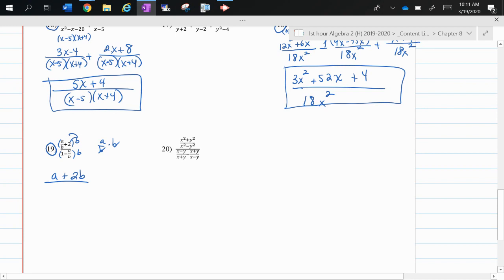Now let's go to the denominator. We're going to distribute our b here. 1 times b is b, minus a over b times b would be a. And we're going to look to see if we can factor, which I do not believe we can. So we're going to go ahead and stop.